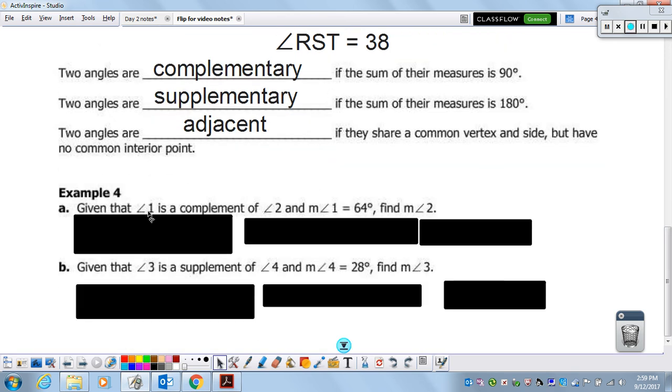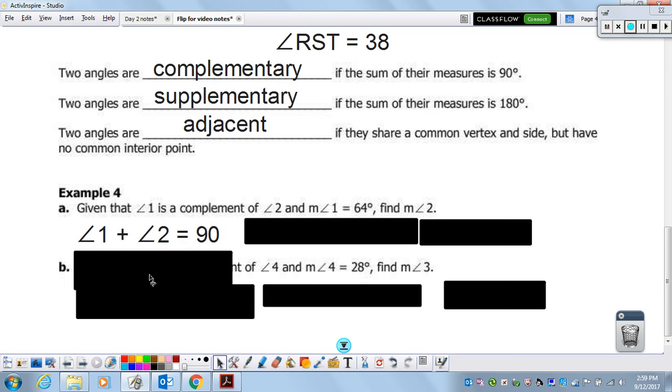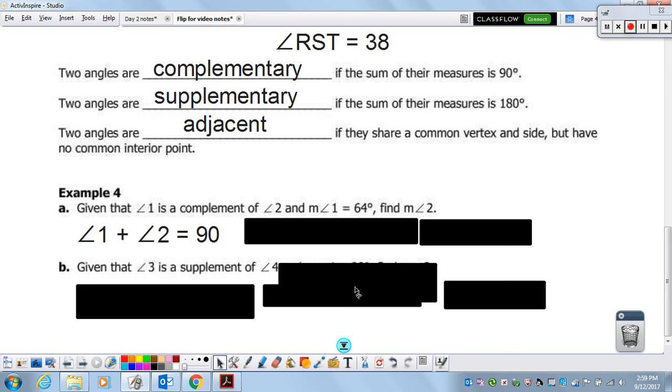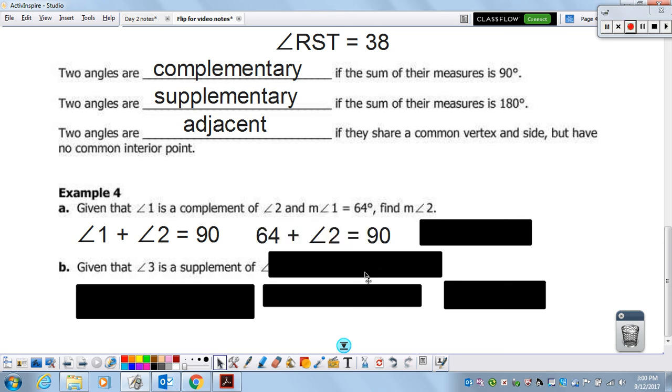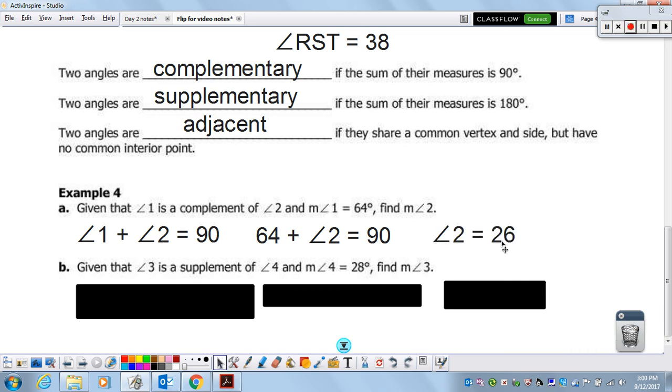So if I told you that angle 1 is a complement of angle 2 and the measure of angle 1 is 64 degrees, we want to find the measure of angle 2. So angle 1 plus angle 2 is 90 degrees. That's the definition of a complement. We're going to substitute in what we know. We know that angle 1 is 64. So 64 plus the measure of angle 2 is going to equal 90. And if we subtract 64 from both sides, the measure of angle 2 is 26 degrees.